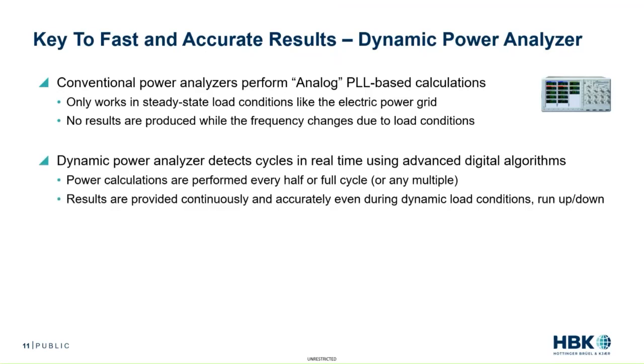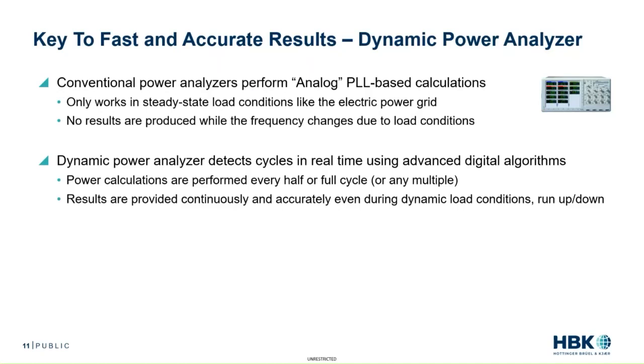Hence the dynamic power analyzer coming to the rescue, if you will. It detects cycles in real time using advanced digital algorithms. So you have power calculations that can be performed every half cycle or every full cycle or whatever multiple number of cycles you desire. The results are provided continuously and accurately because you're looking at the zero crossing points, for example. And even during dynamic load changes, whether you're going up a hill, down a hill, or the speed of a drill under load is changing up and down, whatever type of load condition you may have on the electric drive.